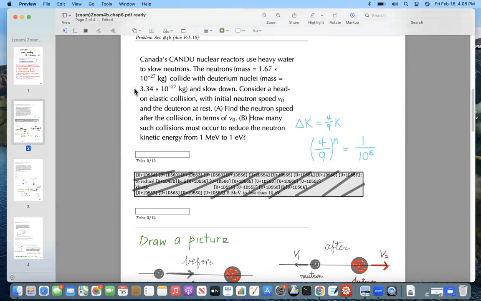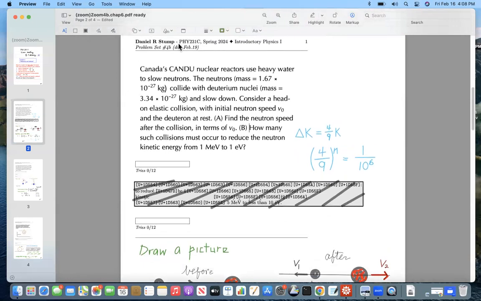So here's a problem from the assignment, which is due Monday. It's about the collision of atomic nuclei. But we don't really need to know anything about nuclear physics or nuclear reactions. All we need to know about is conservation of momentum.